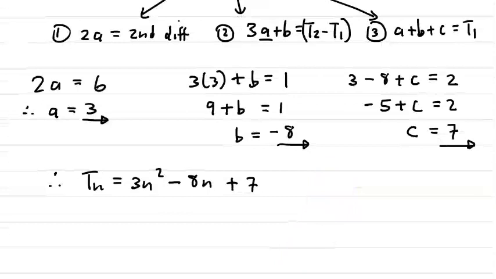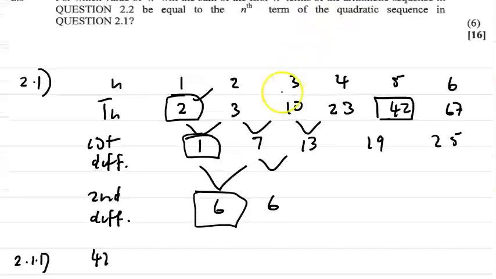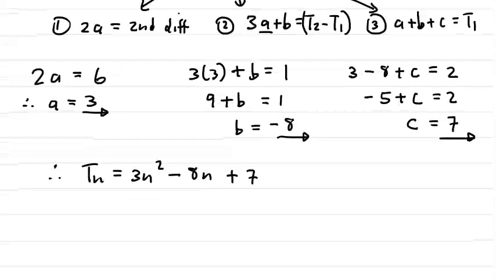And let's quickly go and check out the second term as well. So 3 times 2 squared minus 8 times 2 plus 7, and that's equal to 3. Let's go and check that out. There you go. So you don't need to go beyond that. So now you're confident that your general term is correct.